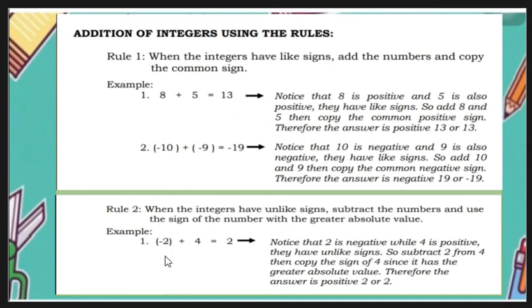For example, number 1. Negative 2 plus 4 is equal to 2. Remember, 2 is negative while 4 is positive. They have unlike signs, right? Negative si 2, positive si 4. So subtract 2 from 4, then copy the sign of 4 since it has the greater absolute value. Since 4 is greater absolute value and 4 is positive, therefore the answer is positive 2. We will copy the positive sign.